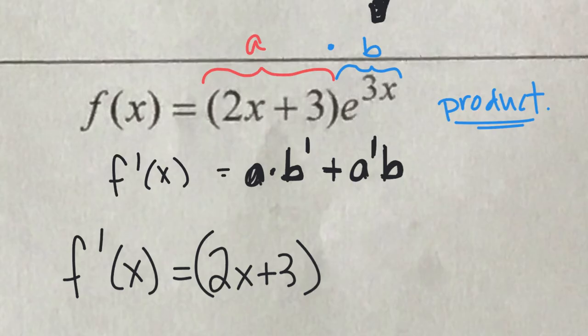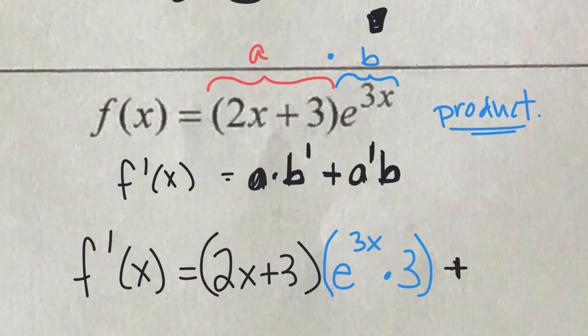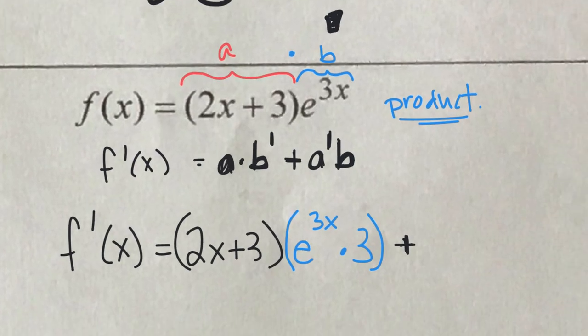And what is the derivative of e to the 3x? It's e to the 3x times 3, right? So here we have to use the chain rule in order to take the derivative of e to the 3x, which we will always do with an e problem. Plus, now we do the derivative of 2x plus 3, which is 2, right? Just 2, and multiply that by e to the 3x.